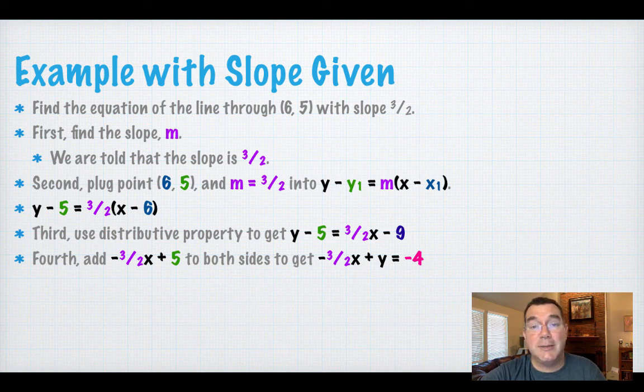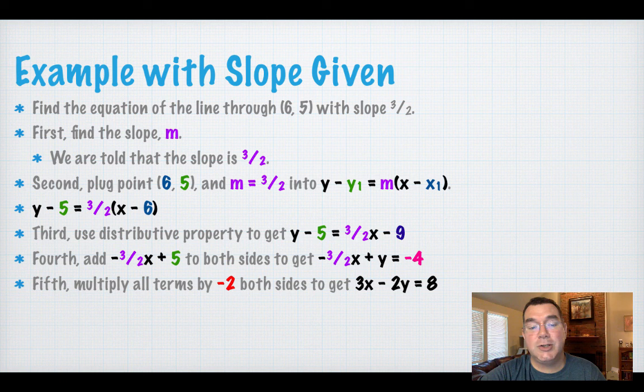So now everything is in the proper place. The x's and y's are on the left, and there's a single constant on the right. But you'll notice that my coefficients don't meet the requirements. There's a fraction there, and the first term is negative. So how do I get rid of that? I'm going to multiply every single term by negative 2. That will get rid of the fractions, and it will make the first term positive, and I will get 3x minus 2y equals 8. That is in standard form. All of the coefficients are integers, and the first coefficient is a positive 3.